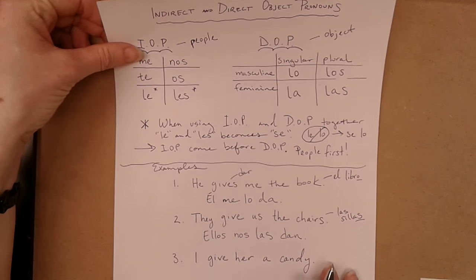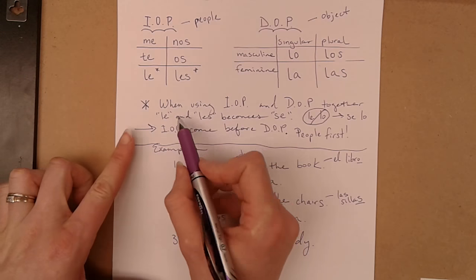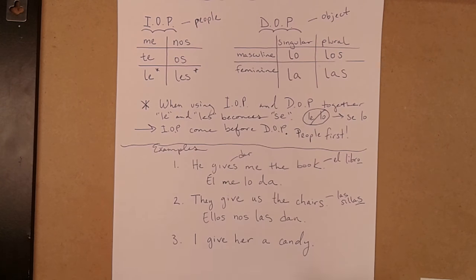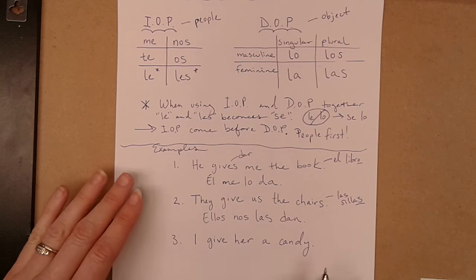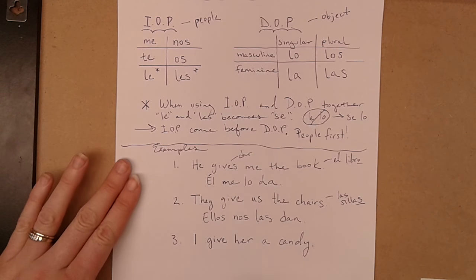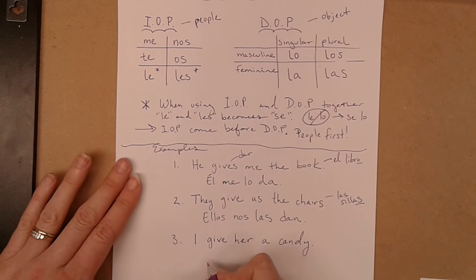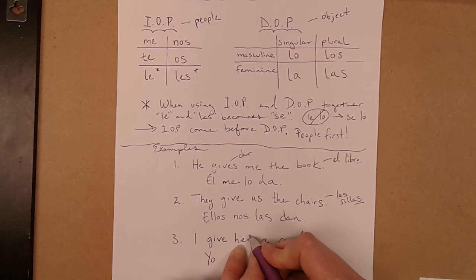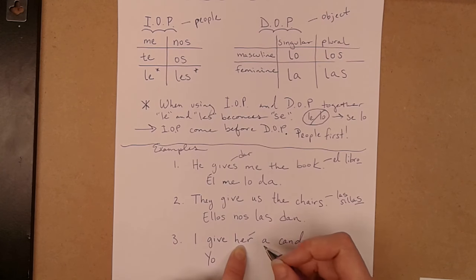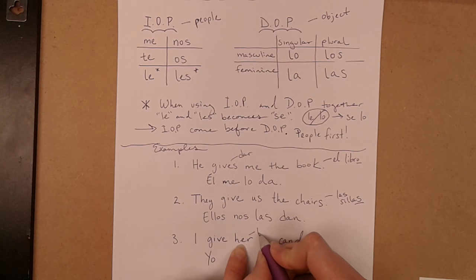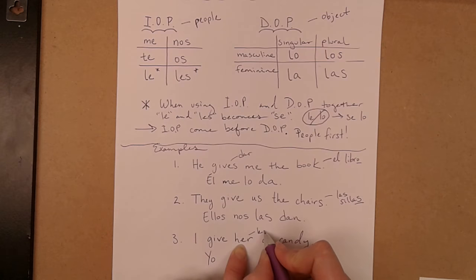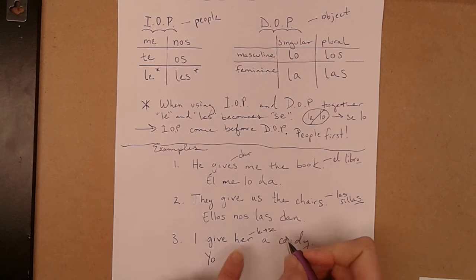All right, last example, and this is where we're going to see le and les become se when we add indirect object pronoun and direct object pronoun together. So I give her a candy. So I will start just putting yo out front. I give her. So normally, if we weren't using it together, this would become le. However, we know that we also want to use the direct object pronoun, so we'll be using se here.